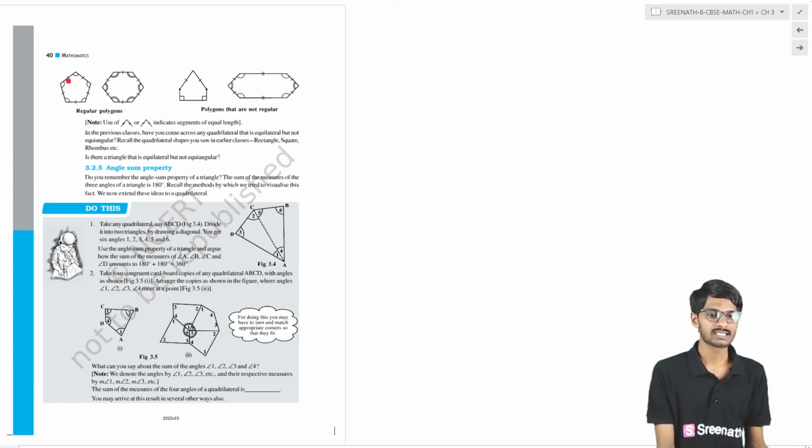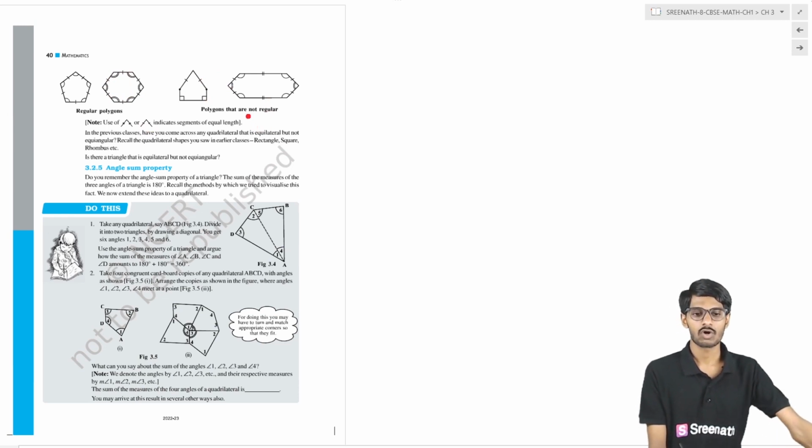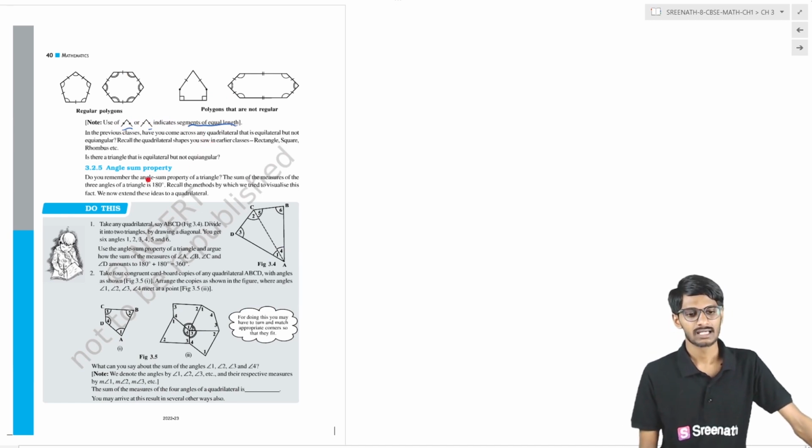Okay students, so these are regular polygons. Why? They have the same angles, all 5 angles are the same, all 5 sides are the same. Here all 6 angles are the same, all 6 sides are the same. But here angles are different, sides are different. They are not regular polygons, they are irregular polygons. And whenever there are dashes on the sides, those lines indicate line segments of equal length.